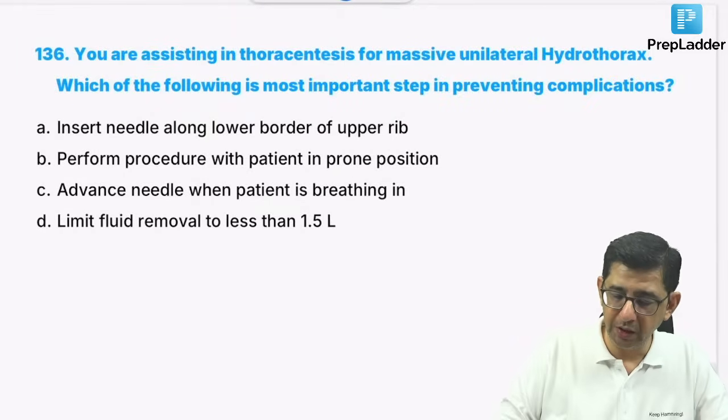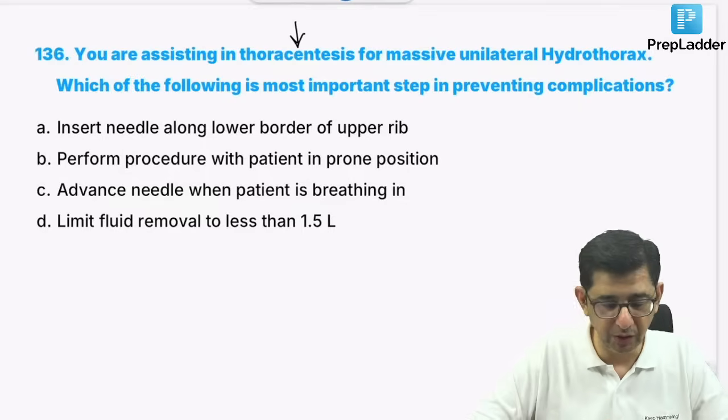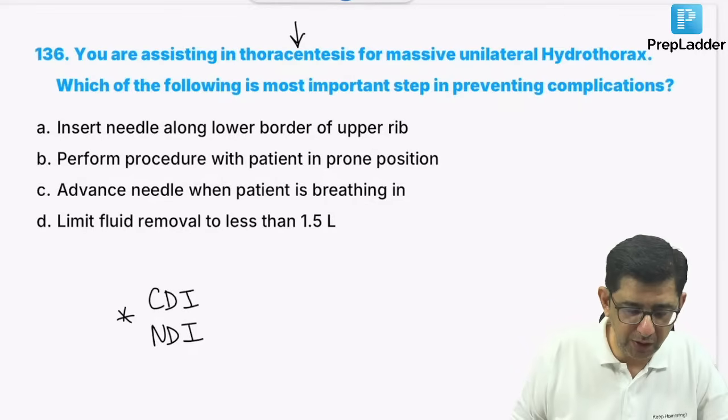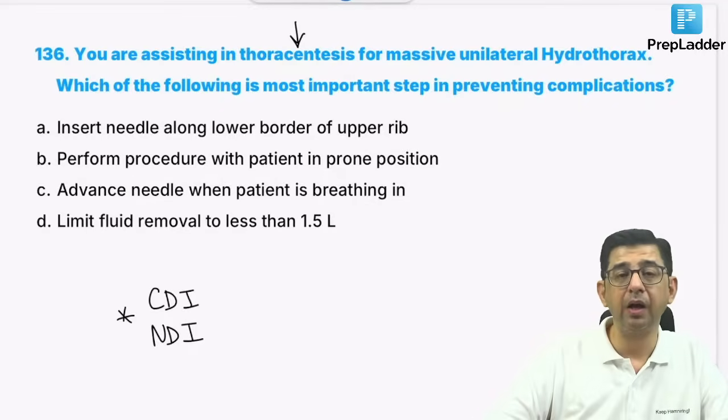Okay, so you are assisting in a thoracocentesis. Carcinoid also produces Cushing, is right. You are assisting in thoracocentesis for massive unilateral hydrothorax. And what would be done in the patient so that you can prevent this complication? I'll address this query that you mentioned in a few seconds after I'm done with this question.